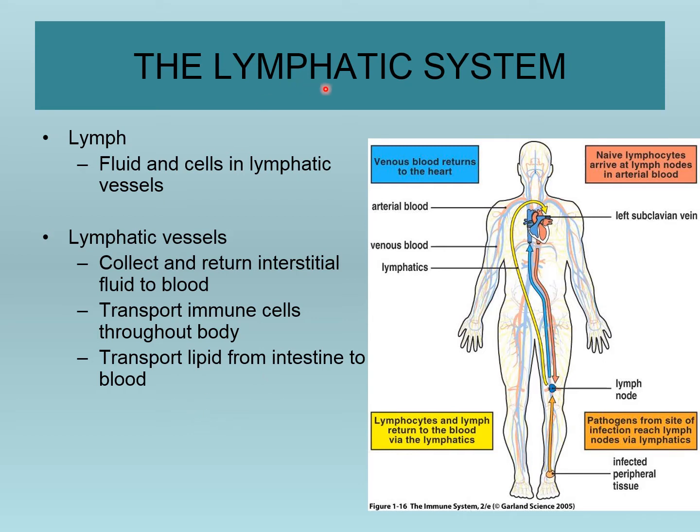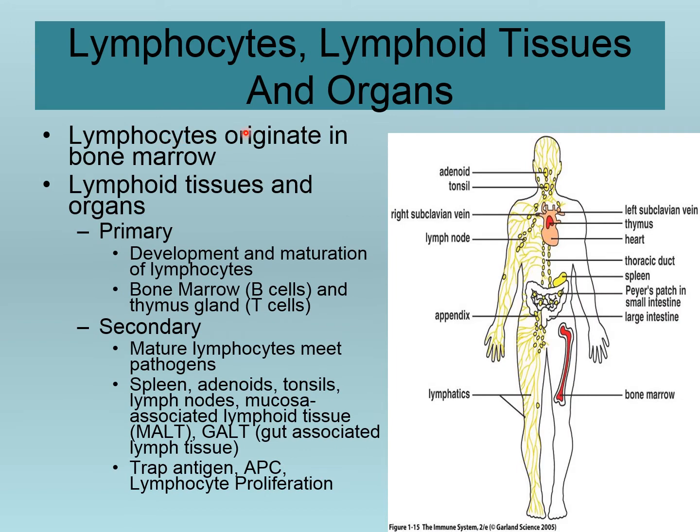Let's discuss the role of the lymphatic system in immune response or immune cells in detail. Lymphocytes originate in the bone marrow. These lymphoid tissues and organs are divided into two types, either primary or secondary, depending upon their functioning. The primary lymphoid organs or tissues are those where the lymphocytes develop and mature, like bone marrow, where B cells mature and develop, and thymus, where the T cells mature and develop.